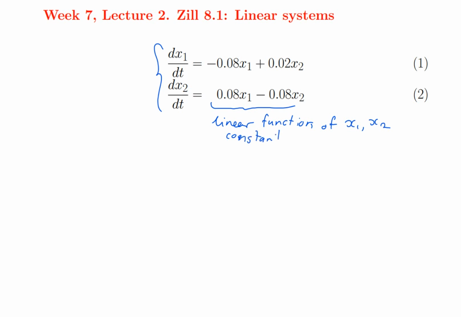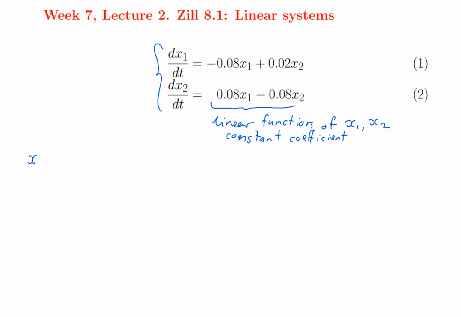This is going to be the same for systems. The coefficients there, the 0.08 and the 0.02, they're constants, they're not functions of t. And there's no nonlinear functions of x1 and x2. There's no term like x1 times x2, cos x1 or x1 squared or anything like that. So this is an example of a linear system. And what we're going to do is reformulate this using matrix vector notation.